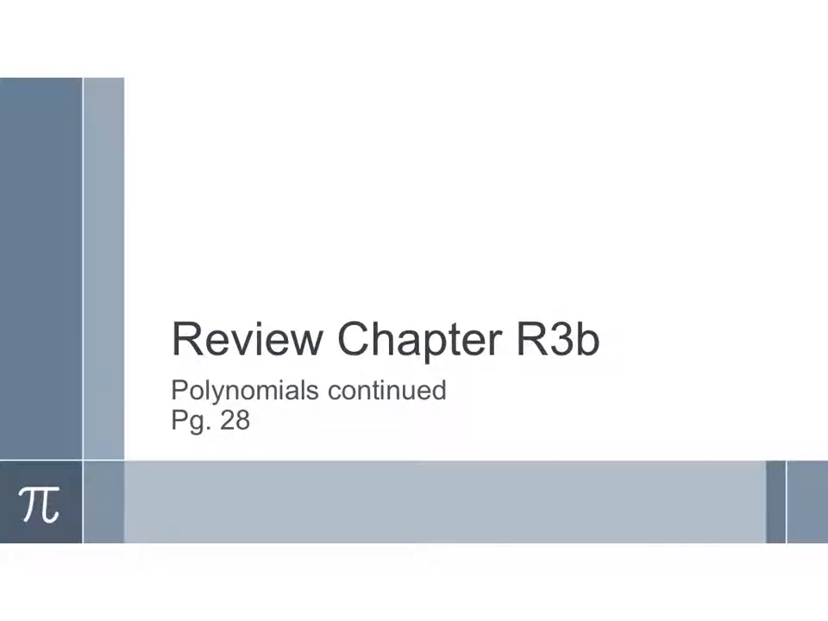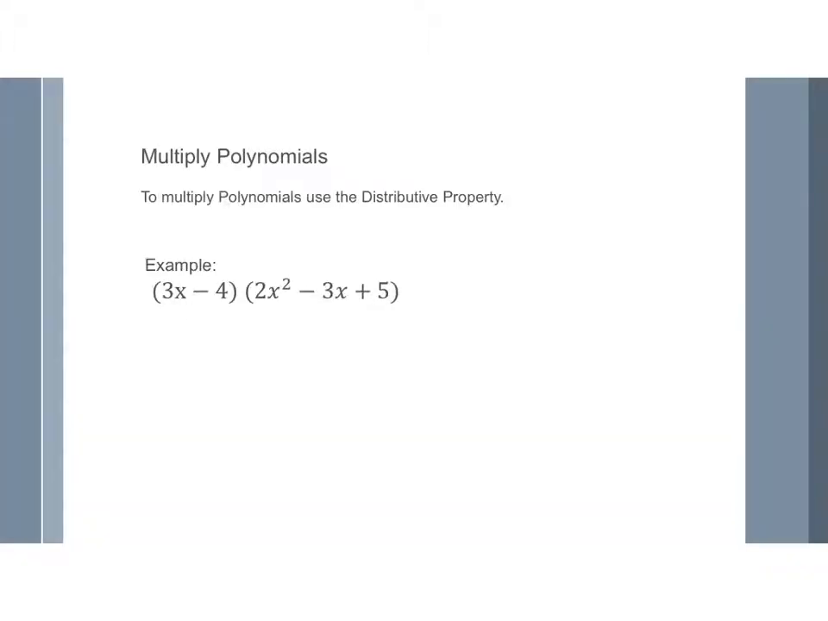Okay, so today we're going to continue with the review chapter. We're still in section 3 of the review chapter. Today we're going to learn how to multiply polynomials. So when we're multiplying polynomials, essentially what we're doing is using the distributive property.